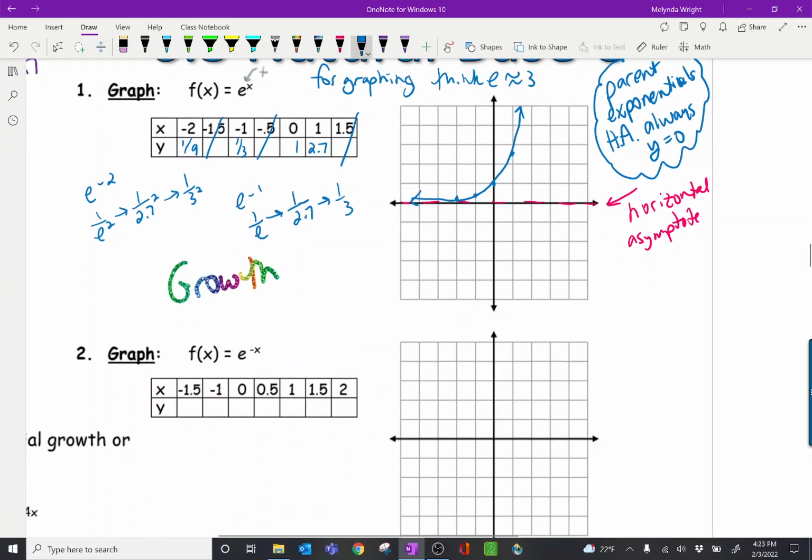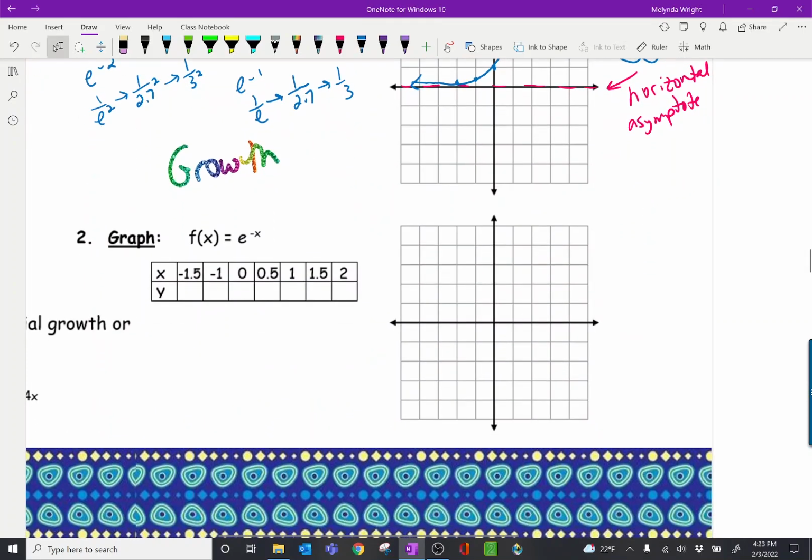All right, so now let's graph this one, e to the negative x. Okay, again, I don't want to mess with the decimals. We'll get a pretty good picture with just these numbers anyway. So I've got e to the -1, which would be e to the first. Right, negative a negative is a positive, and so that's just 2.7.